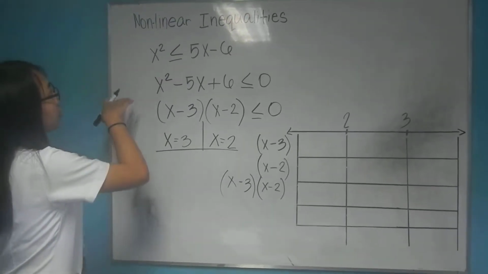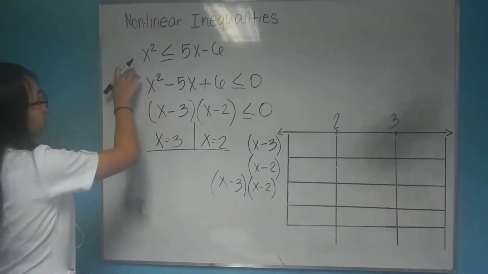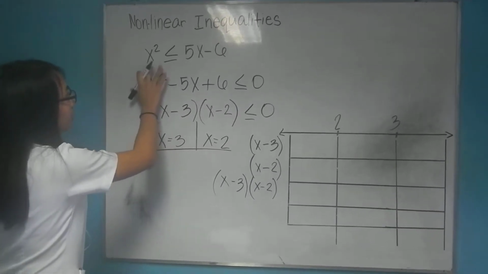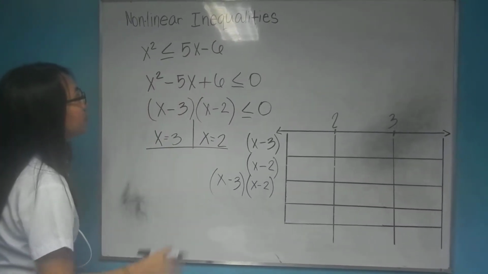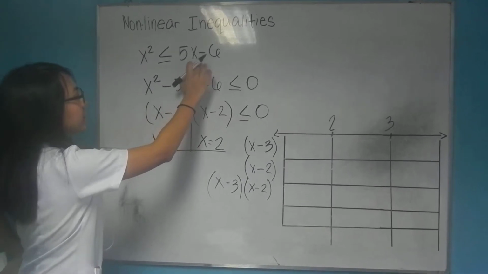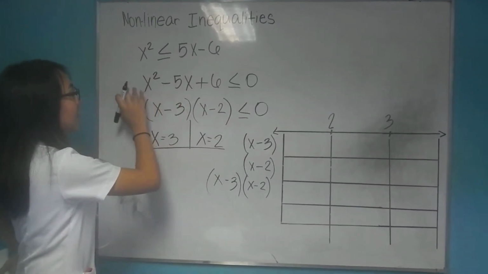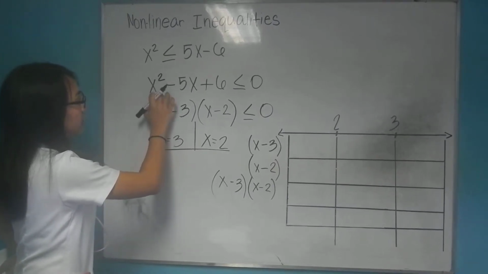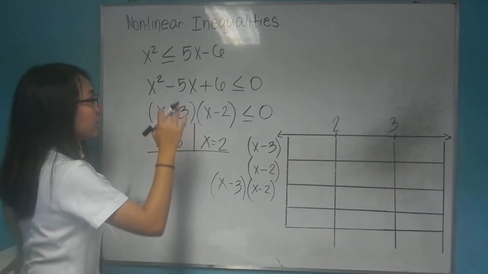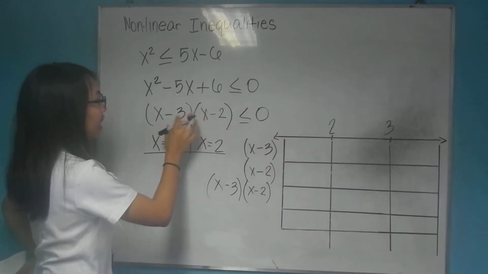So when we are dealing with nonlinear inequalities, we are given this equation. When we see that it can be made as a trinomial, we transpose 5x and negative 6 to the other side, then we equate it to 0. So when we have a perfect trinomial, we have x squared minus 5x plus 6 is less than or equal to 0. Then we factor them out.